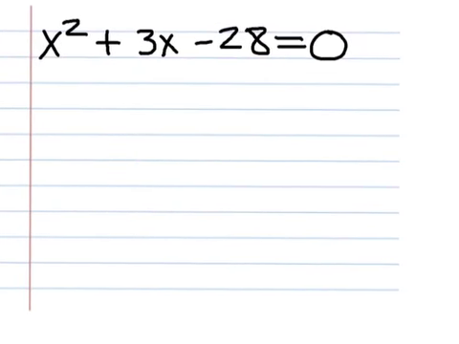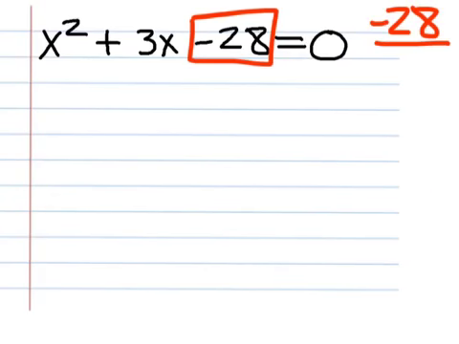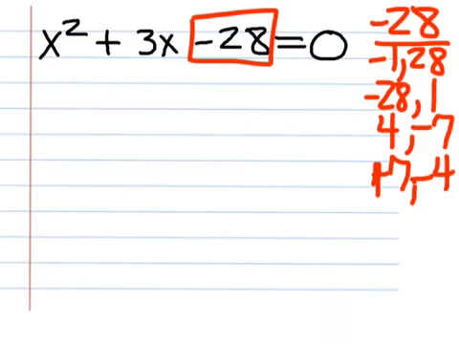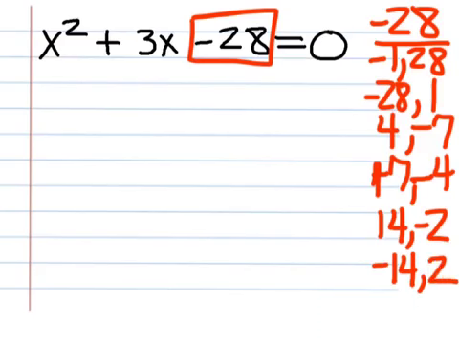Okay, for example 2, we have x squared plus 3x minus 28, which means we're going to be looking for the factors of what? Negative 28. What are the factors of negative 28? Negative 1 and 28, which means negative 28 and 1 will work. What are the other factors of negative 28? 4 and negative 7, which means negative 7 or positive 7, and negative 4 will also work. 14 and negative 2, negative 14 and 2.